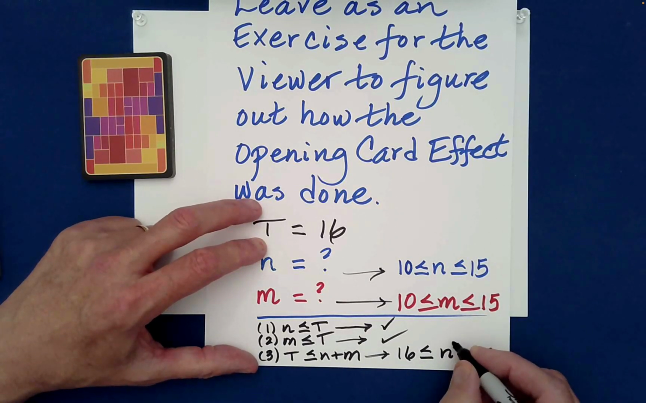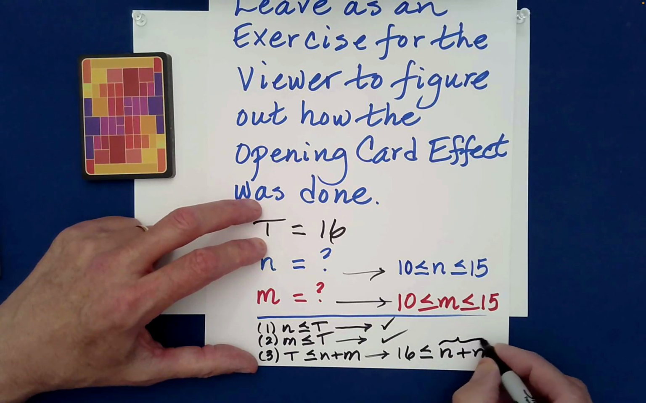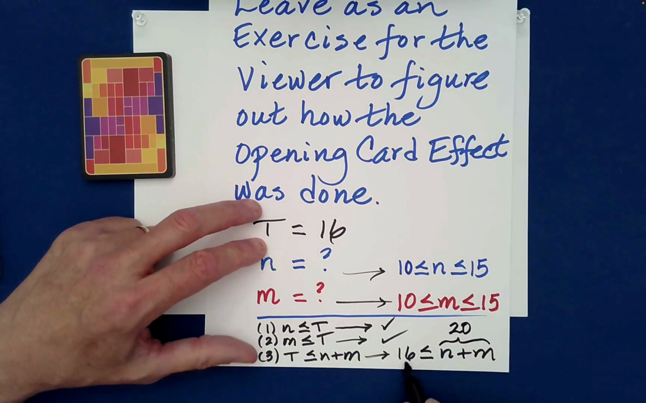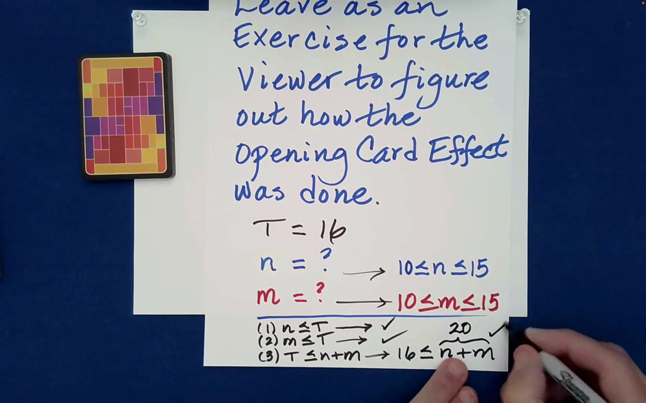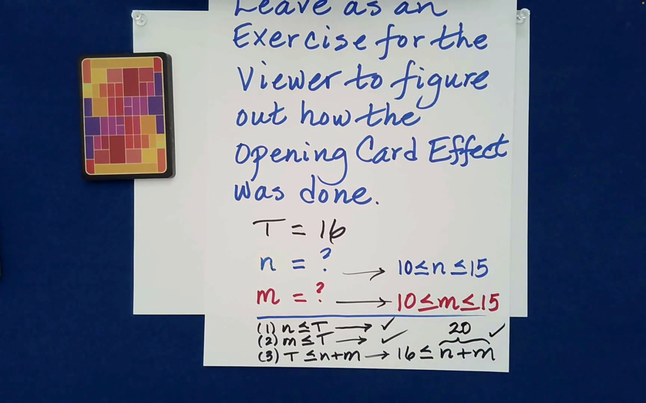So that would give us, at a minimum, 20 for the total, for n plus m. Well, 16 is less than or equal to 20. So that works just fine as well. Okay? So that shows that the opening routine will work if you use 16 cards.